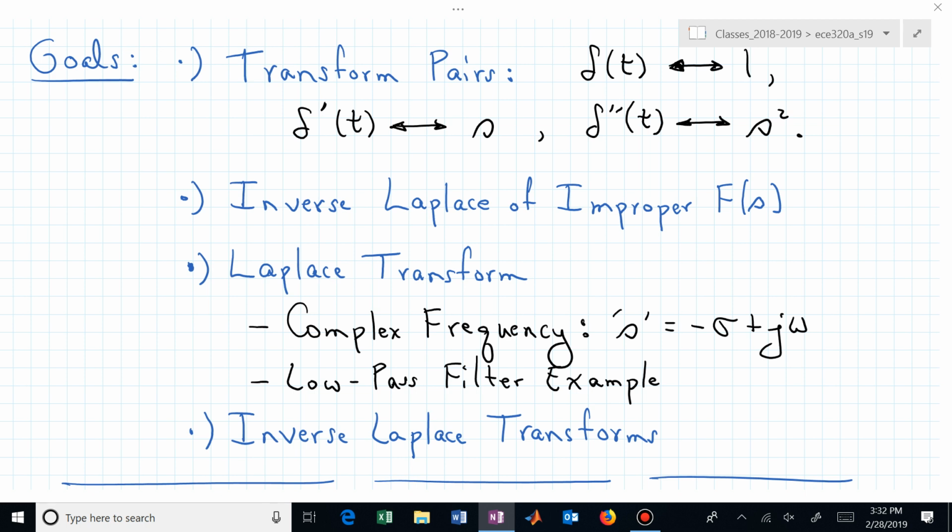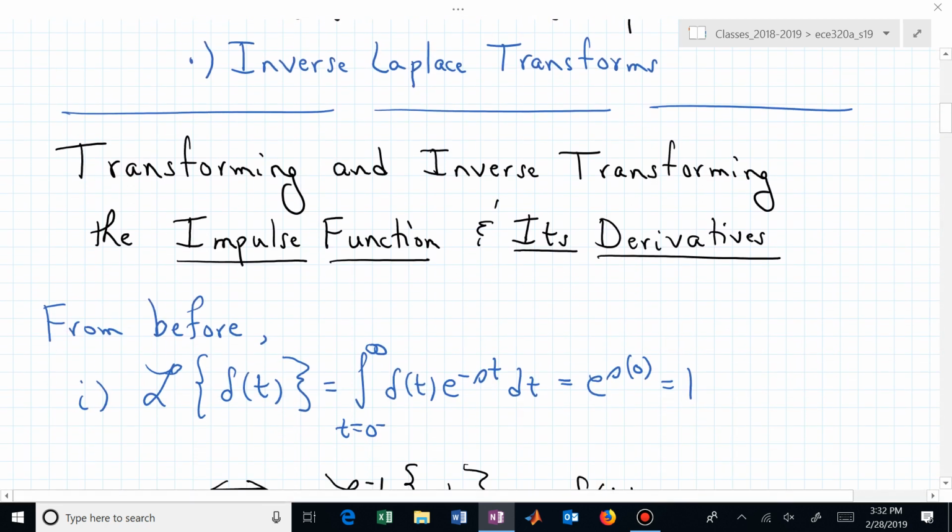We'll then talk about the inverse Laplace transform of an improper F of s, and what do I mean by improper? We'll define that, and we'll talk about the Laplace transform itself, or this complex frequency variable s. What does that really mean? What is that? Let's see if we can get an intuitive feel for s, and we'll talk about a low-pass filter example, and then we'll get into some inverse Laplace transforms.